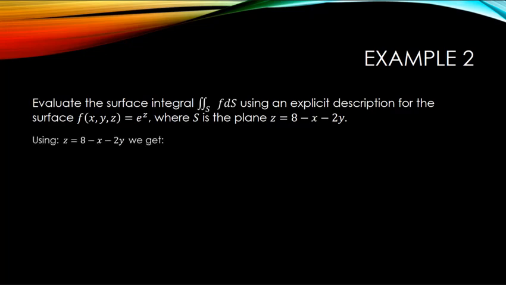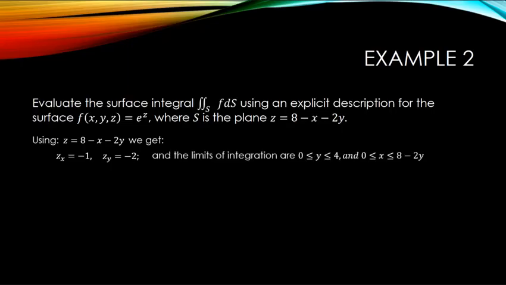Using z is equal to 8 minus x minus 2y, I get z sub x is equal to negative 1, z sub y is equal to negative 2, and the limits of my integration will be from 0 to 4 on y and from 0 to 8 minus 2y on x. My double integral over the surface of f of xyz ds is equal to the double integral over R of e to the z times the square root of 1 plus 4 plus 1 dA.